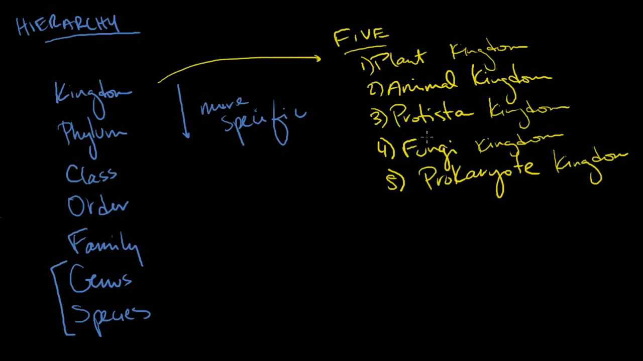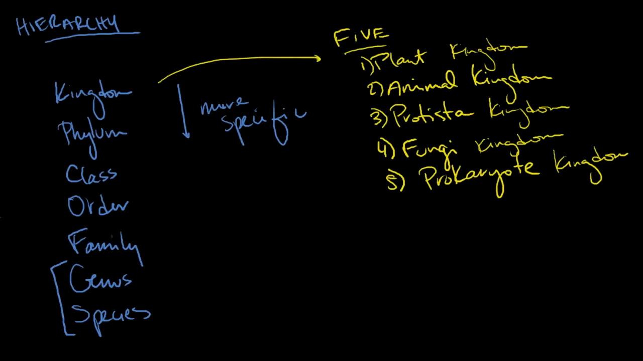Well, these five are actually out of date. IB wants you to know these five, but we know that the prokaryotic kingdom actually is divided into two. We've got Eubacteria and Archaea as two different types of prokaryotes. Archaea living in extreme environments, and Eubacteria really being the bacteria that we usually think about that live on us, in our environment. But those are both types of prokaryotic cells.